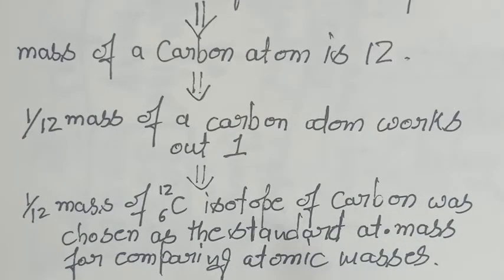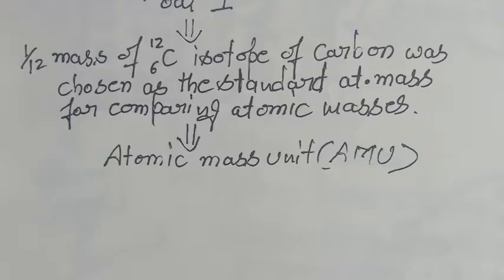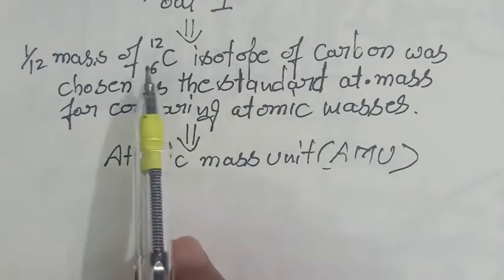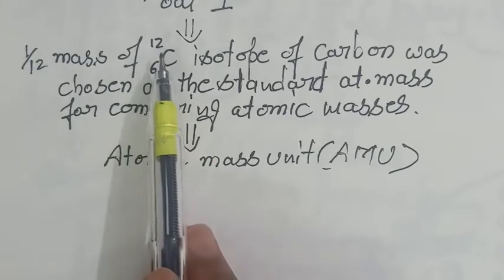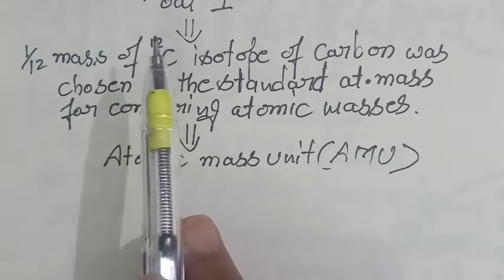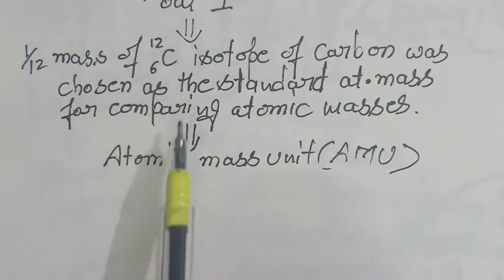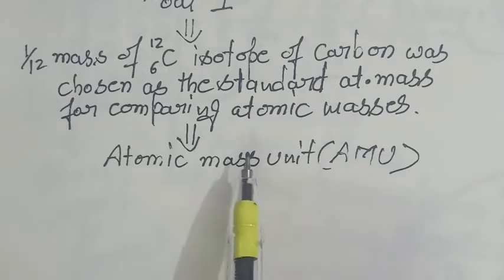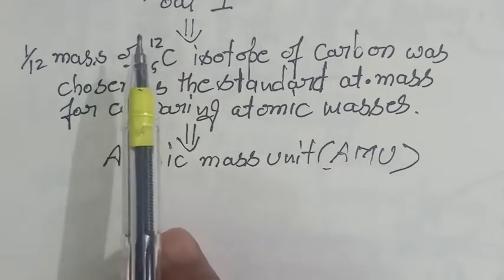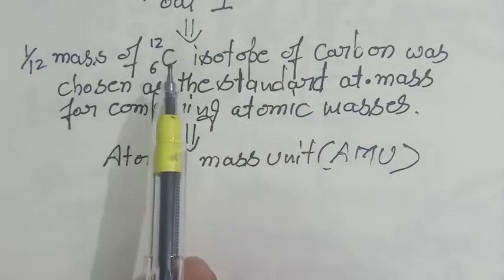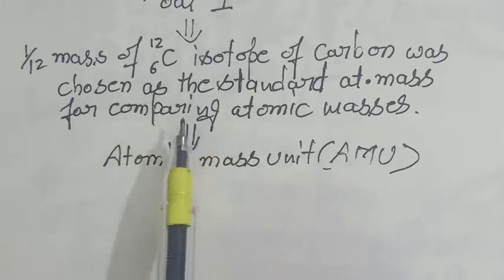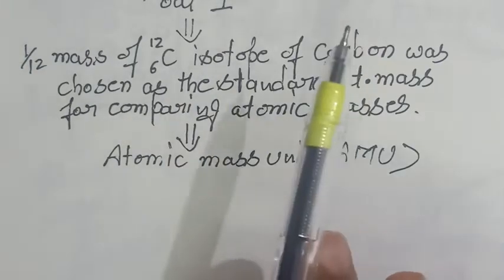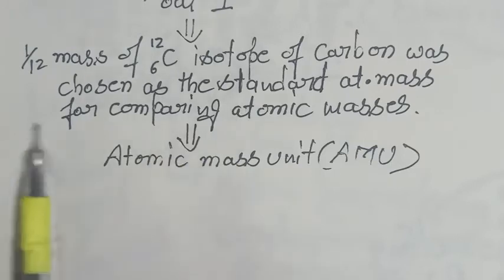Atomic mass unit, in short AMU. So what is AMU? It is atomic mass unit. 1/12th of the mass of an isotope of carbon is called atomic mass unit. On the basis of this unit, the atomic mass of carbon is 12 AMU. It must be remembered that AMU is only a number and has no units.